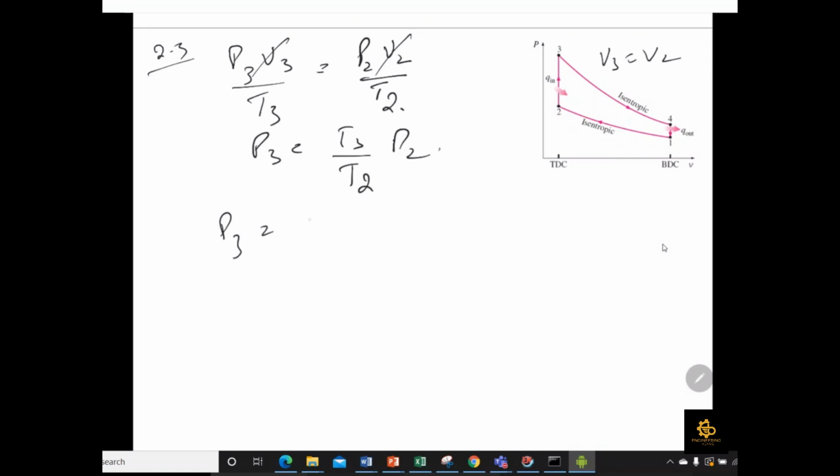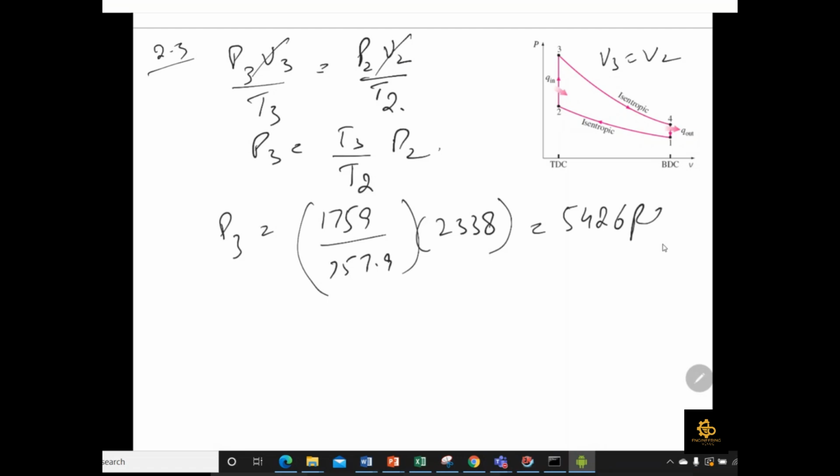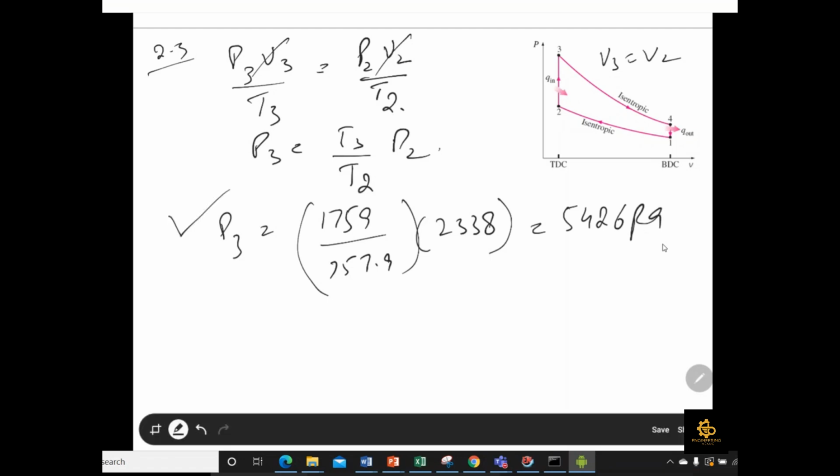So P3 is equal to 1759 Kelvin over 757.9 Kelvin, the T2 value, times 2338 kilopascal, and you can just solve it and you will get 5426 kilopascal for your P3. So this is your first part, which is to find T3 and P3. T3 we already know, and P3 we just found out.